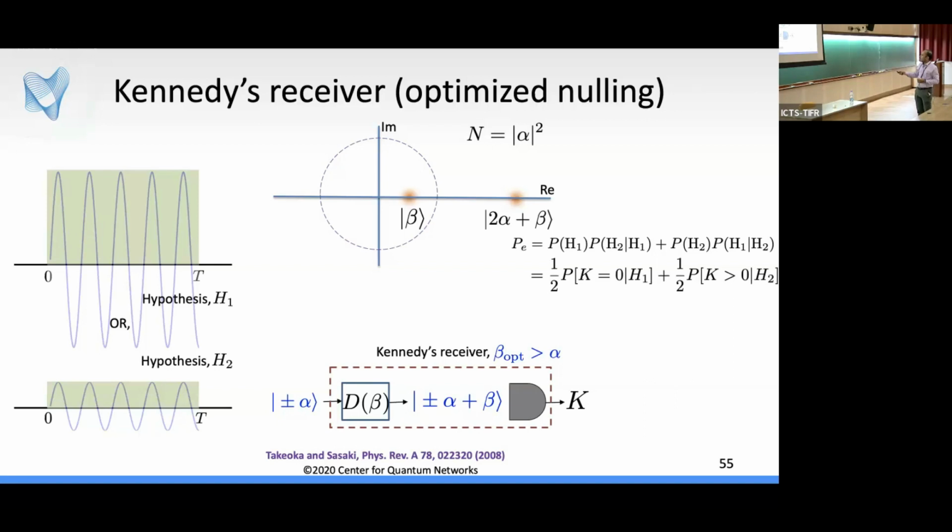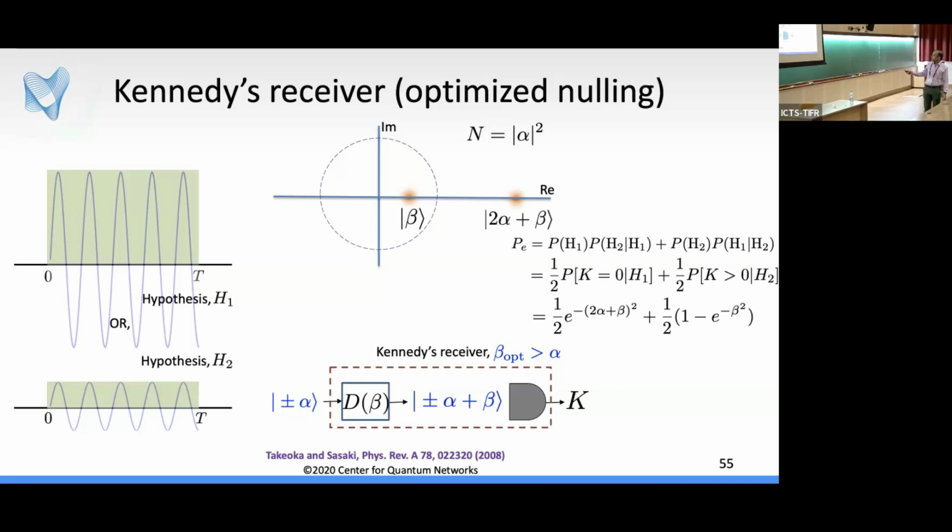What if I did not stop at beta equal to alpha, and I displaced it further out? What will happen? If you look at these two terms, this term is no longer 0, because now beta will have some probability of getting 0 clicks when I'll make an error. So it's 1 minus the probability of 0 clicks for a coherent state beta, which we know is the first term of the Poisson distribution, e to the minus beta squared. And the probability of getting 0 clicks for a 2 alpha plus beta coherent state, what is the Poisson distribution's first term? e to the minus the square of the mean, 2 alpha plus beta squared.